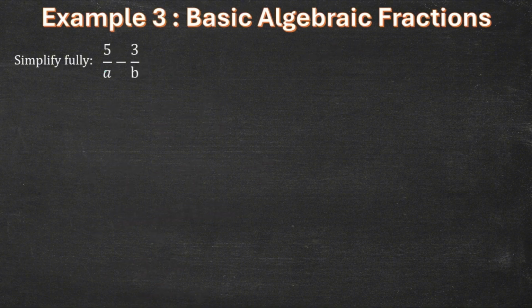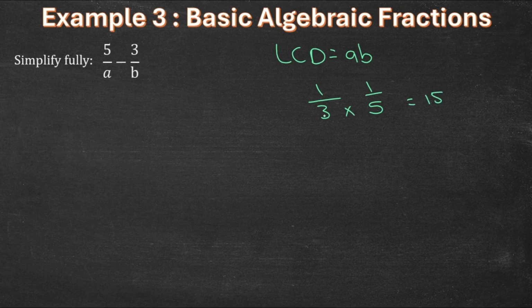For example 3, I can see that my denominators are variables, but it works exactly the same. We still need to find a lowest common denominator. And in this case, the lowest common denominator is AB. And how did I get that? I took my variables and I multiplied them. It is the same as if I would have had 3 and 5 as my denominators. The LCD for 3 and 5 is 15. And to get the 15, I had to multiply 3 times 5. So to get my lowest common denominator for A and B, I have to multiply A and B.